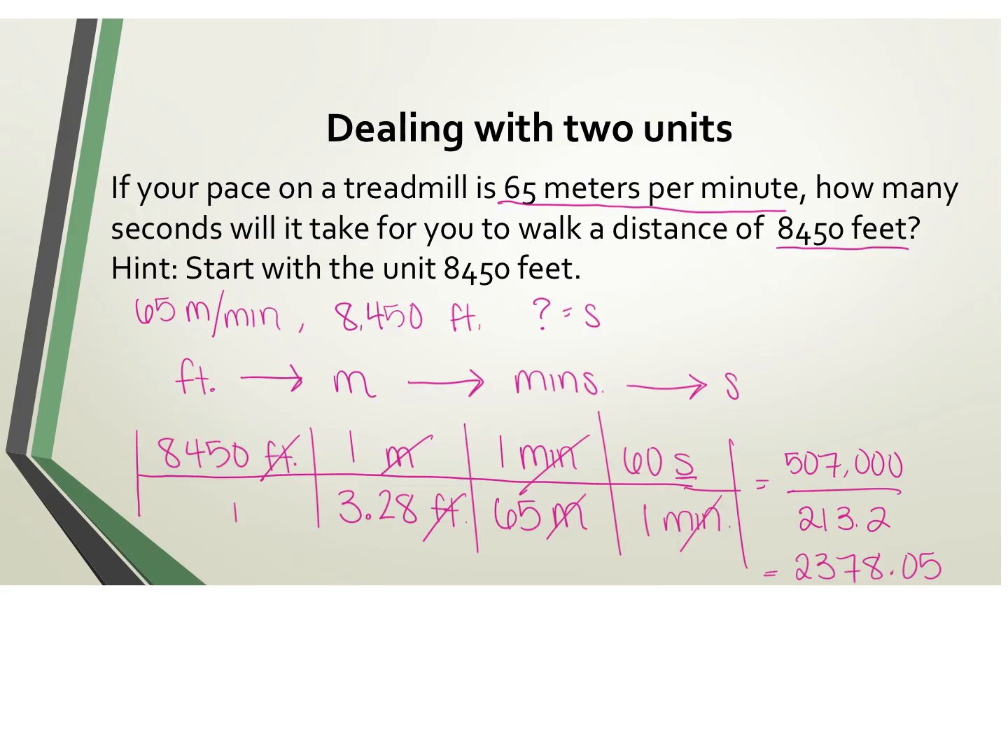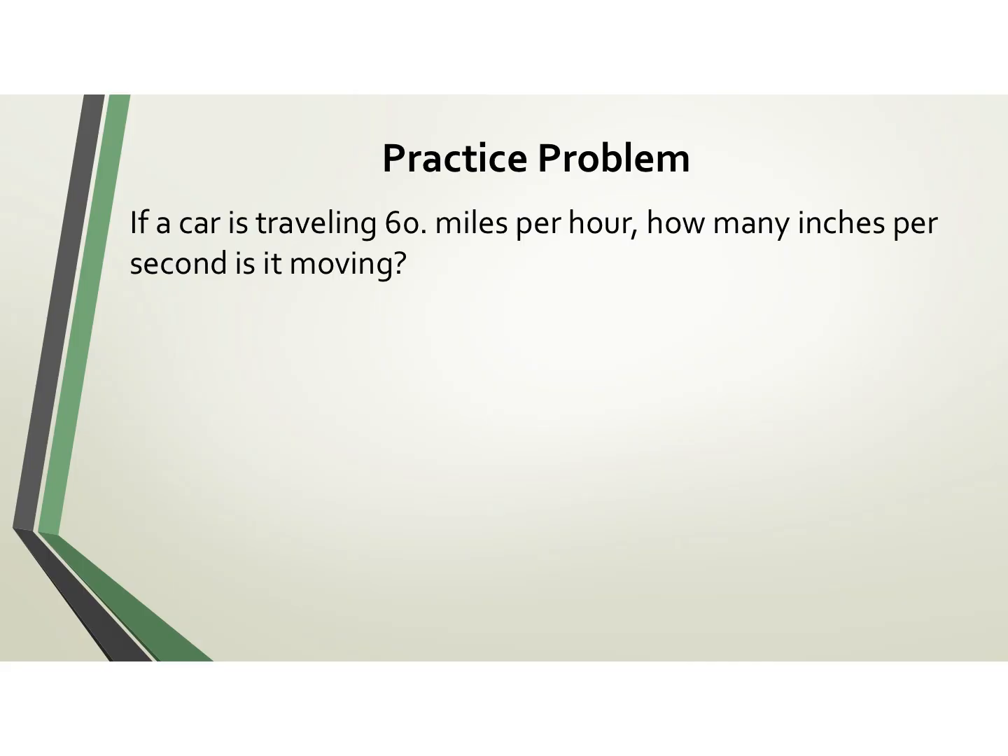So when we look at rounding, the 3 is our second sig fig. So we're going to look to that 7 to see if we round it up or down. And so since that 7 is greater than 5, we're going to round this up to 2,400 seconds.